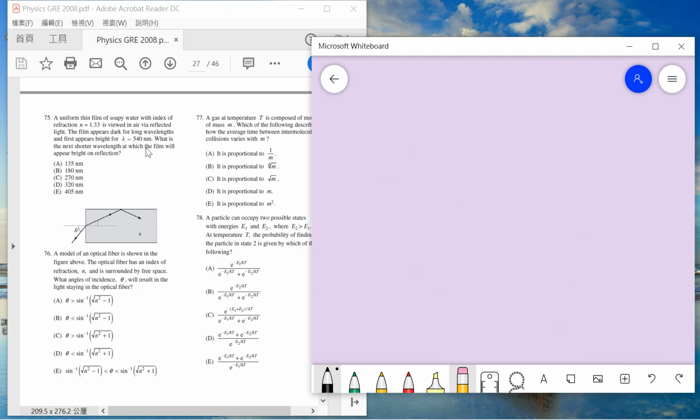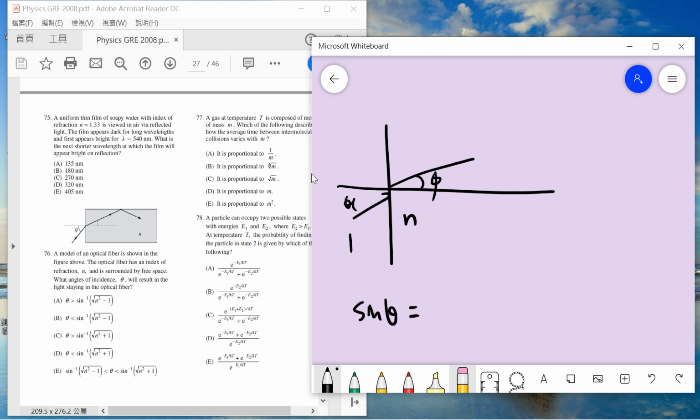And 76, basically you can guess this is Snell's law, right? All you need is Snell's law. So optical fiber means the total reflection. Okay, so let me draw a graph. So this is theta, and suppose this is phi, and the index is n. This is 1. So basically we have sin theta equals n sin phi.